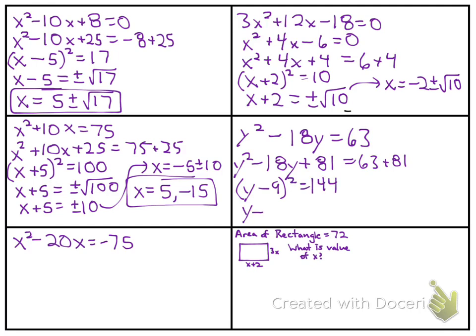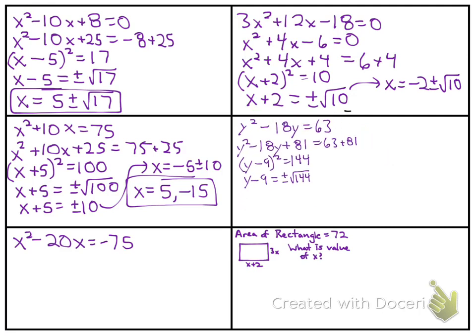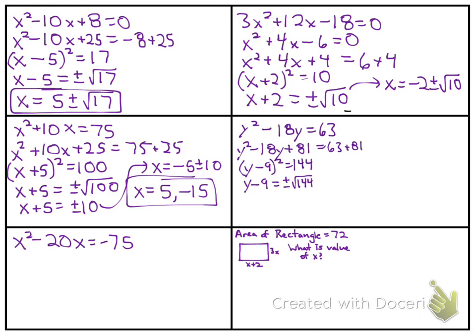We take the square root of both sides. We get y minus 9 equals plus or minus the square root of 144. We now are going to add the 9 over and then make it plus or minus 12. So 9 plus 12 is 21. 9 minus 12 is negative 3.